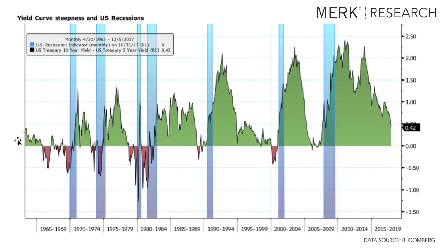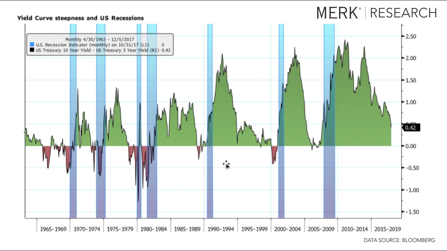And in general, the length of time between the curve going inverted, take for example this late 80s inversion, and the beginning of the recession is typically about 15 months. That's the mean, median, and mode. Looking at those 9 examples, there were 4 examples where there were false signals: 1965, 1967, 1971, and 1998.